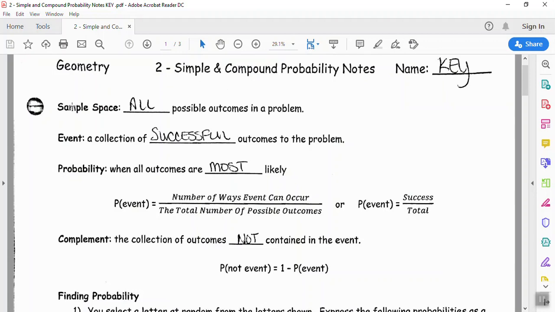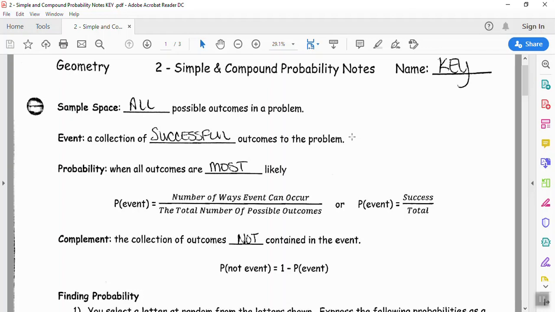The first thing that you'll need to know before we start talking about probability is something called a sample space. A sample space is all the possible outcomes in a problem. So, if you're thinking about a standard deck of 52 cards, your sample space is every single one of those cards. Okay? An event is a collection of successful outcomes to the problem.